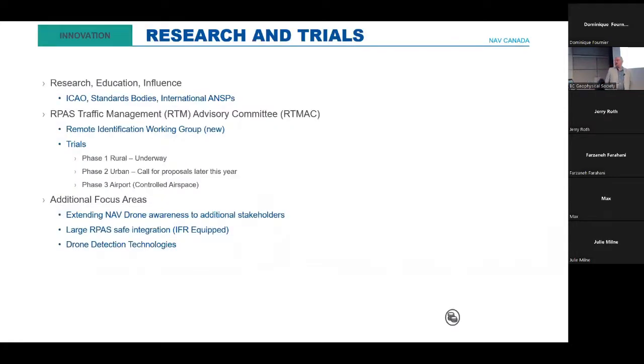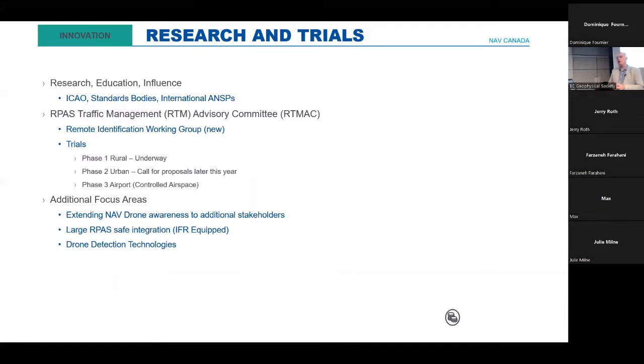So research and trials. Why are research and trials important? Well, they're important because we want to get to the next stages of growth in RPAS. We want to enable beyond visual line of sight. Beyond visual line of sight isn't always just about going a long way out. It can sometimes be, if you're flying just above tree height, you'll lose visibility of that drone pretty quickly. If you go around a building, you'll lose visibility of that drone pretty quickly. So how do we build capabilities to enable you to do those kinds of flights as we move forward?